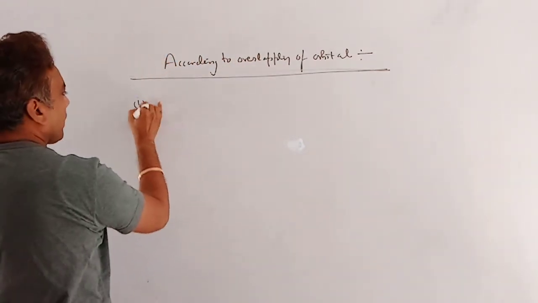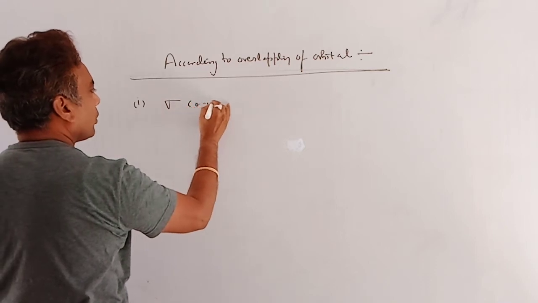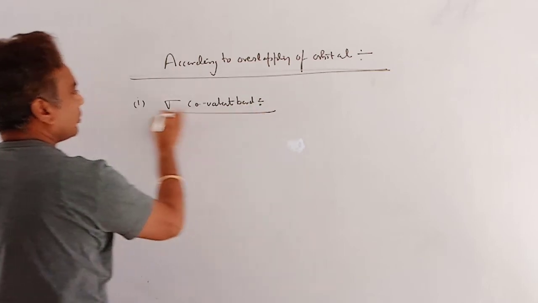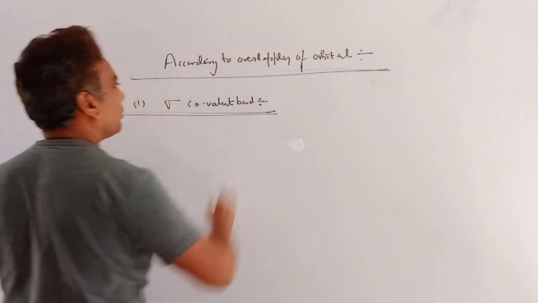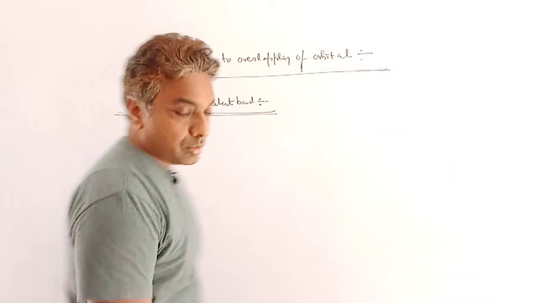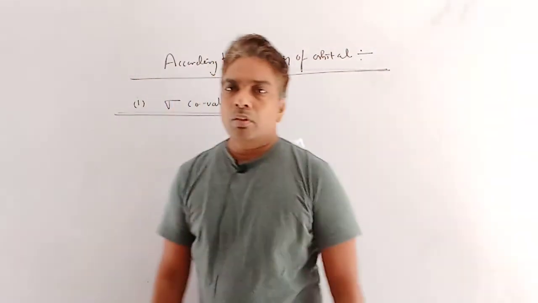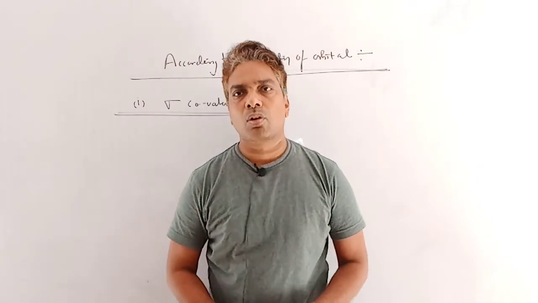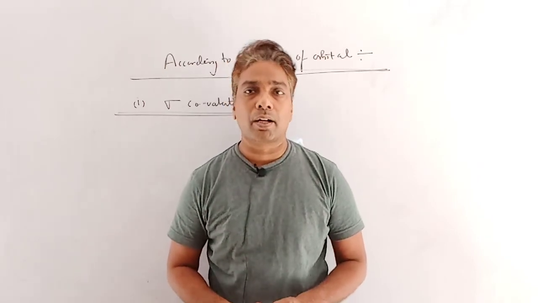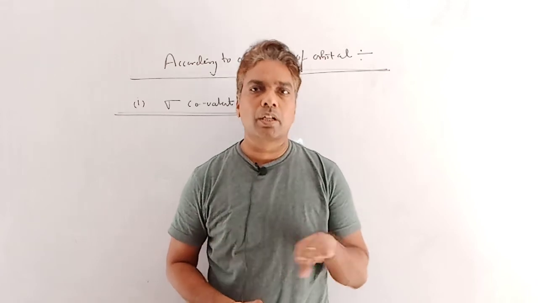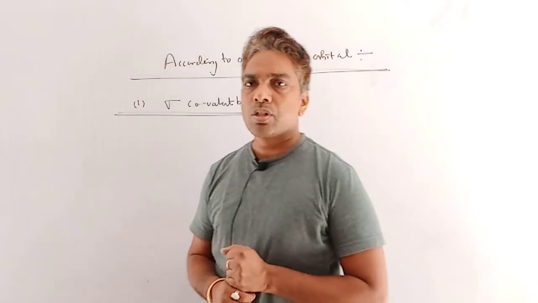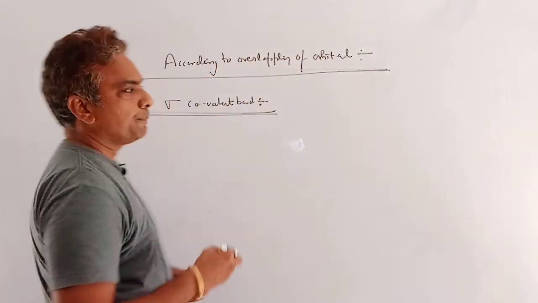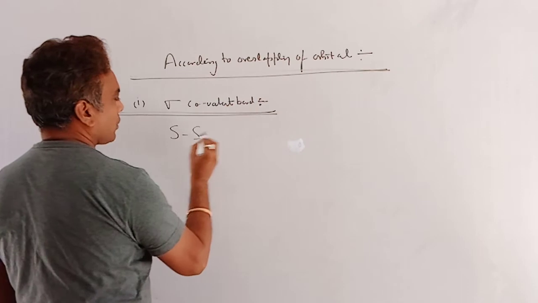First is sigma covalent bond. Sigma covalent bond: when the overlapping of orbital is according to the x-axis, or head-to-head, or head-on overlapping, according to linear or head-on overlapping, sigma covalent bond is formed. Clear?